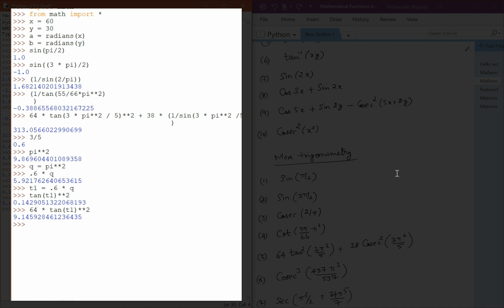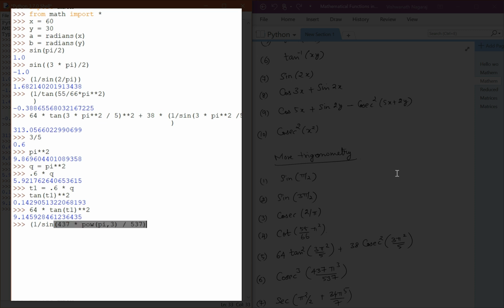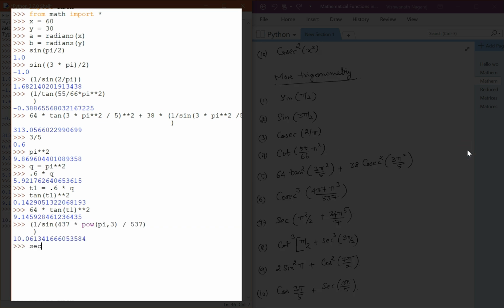Now similarly cosec square. Again cosec is not defined, so 1 by sine of 437 times pi cube. Now we have to use the power function, so power of pi comma 3, pi cube, divided by 537, closing bracket. Now sec: again we don't have a sec function, so we use 1 by cos.